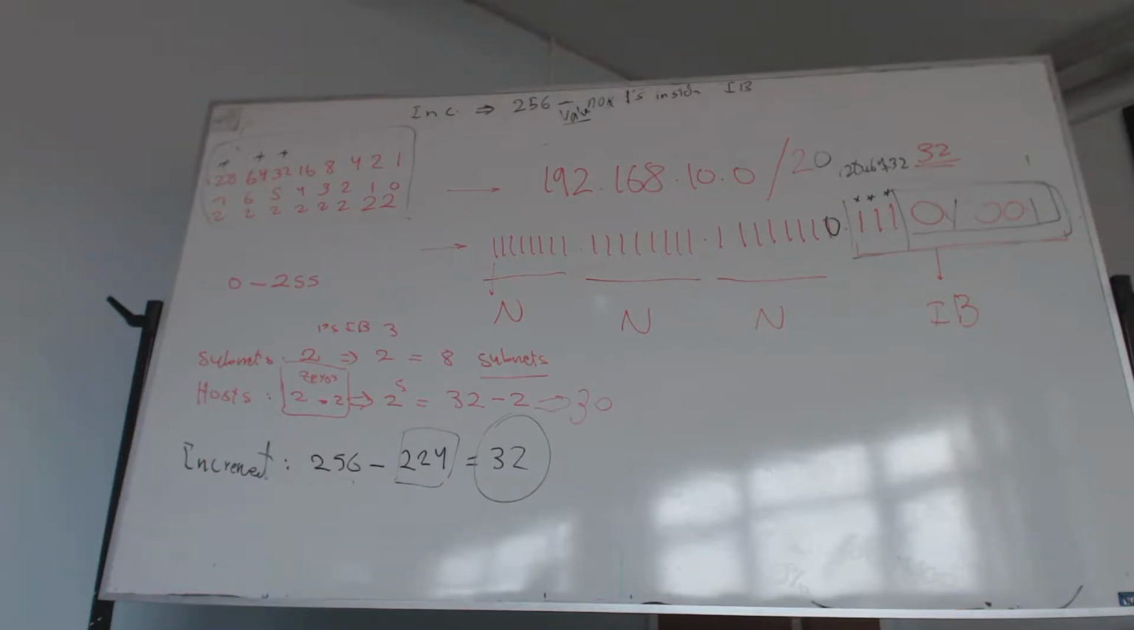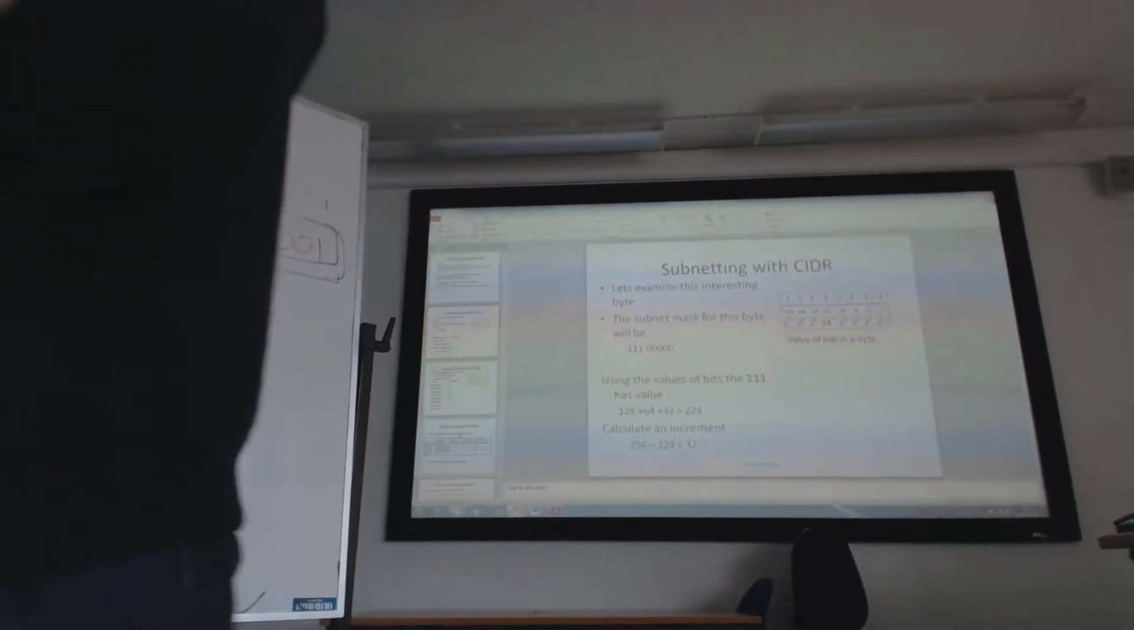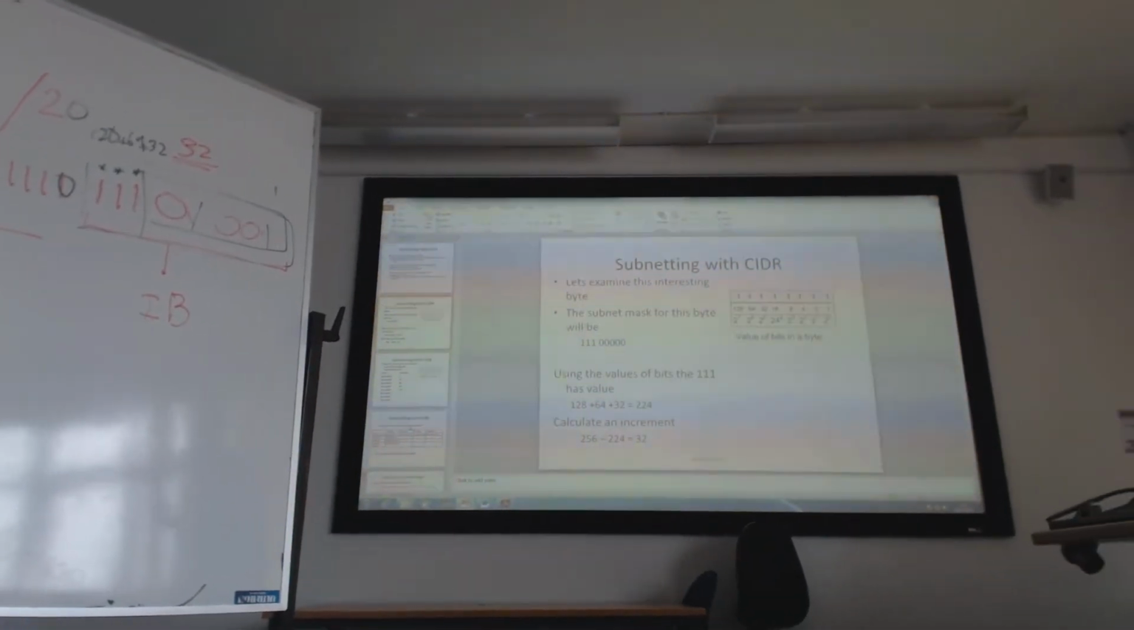So here it's explained in more detail. Let's examine the interesting parts. That's what it means. Basically, what I'm saying is you need to follow the interesting bytes and find out the rest of the details, like the subnet, the number of hosts, and the increment. That's basically what you need to know. So, any questions before we go to the table?